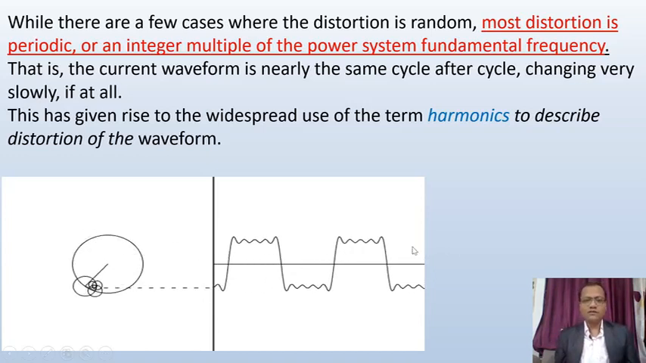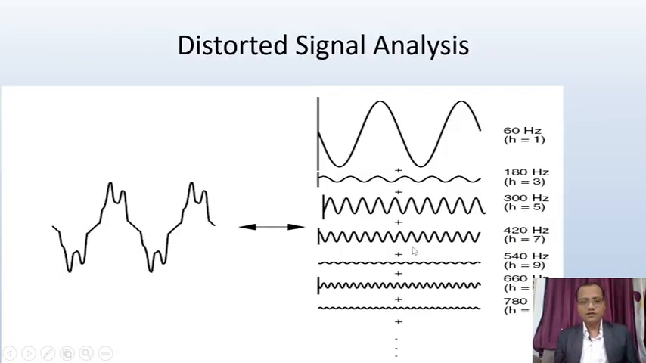We will have another diagram on it, that is the distorted signal analysis. Here we can see this is the fundamental signal. Normally for the Indian frequency it is 50 Hertz. The H indicates H is equal to 1, that is the fundamental signal. Then the third harmonic signal, if the fundamental is 60, then the third harmonic will be 180. Then the fifth will be 300 Hertz.